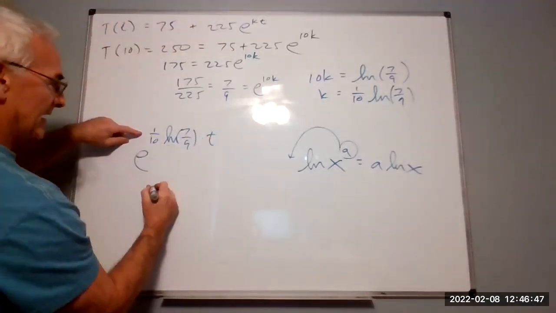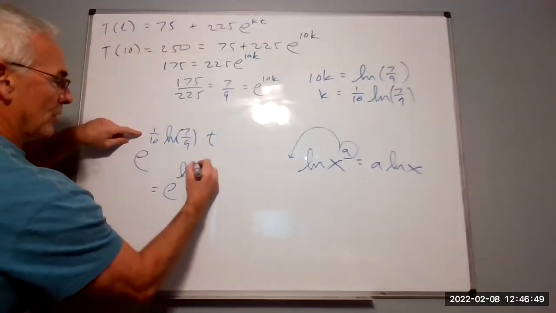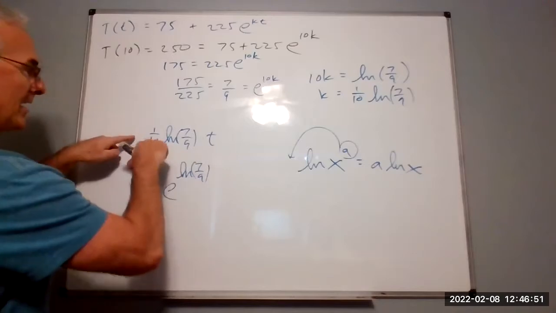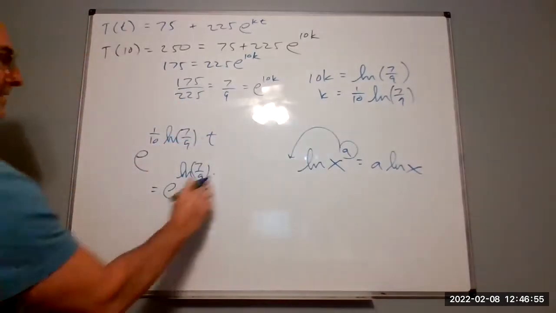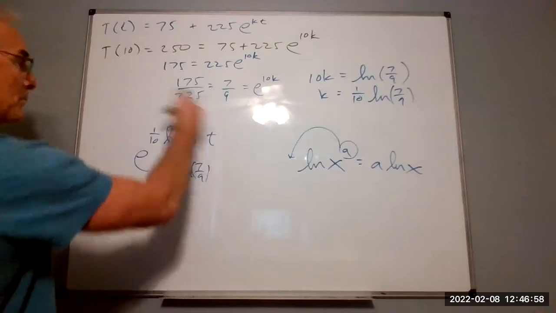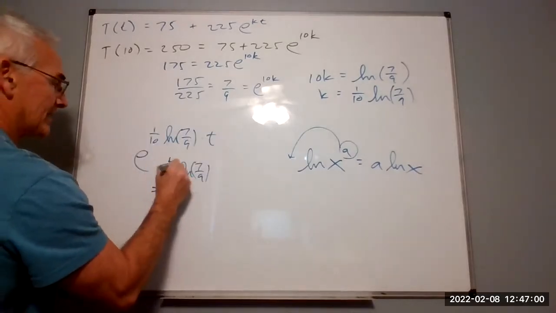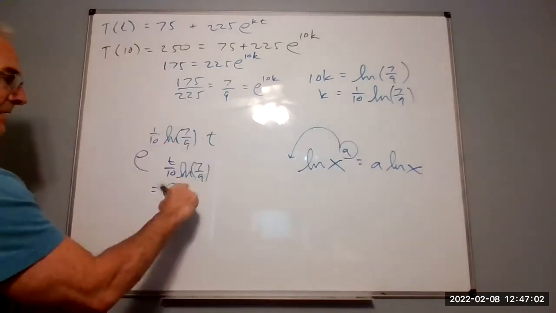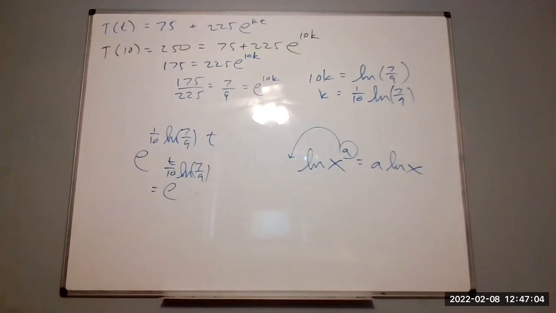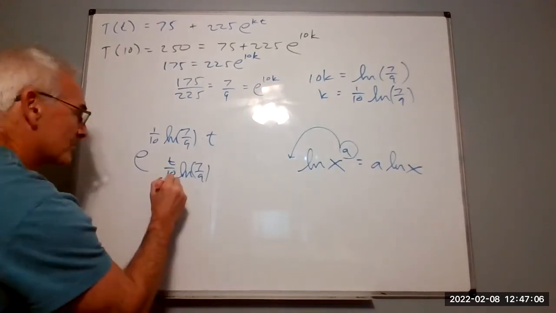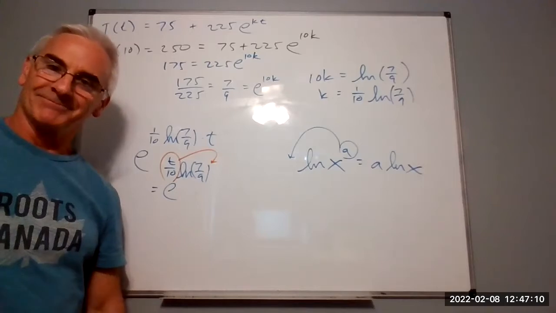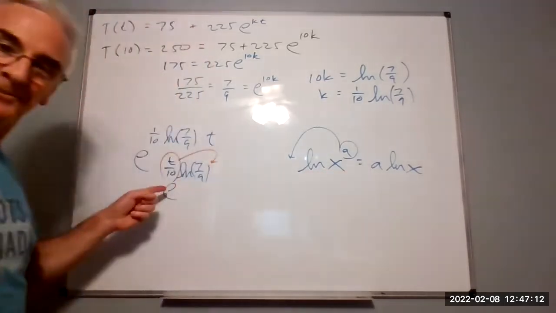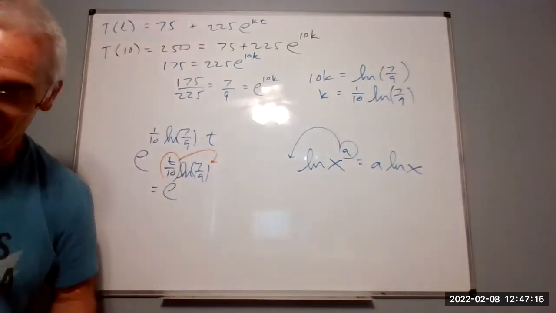Can you think of this as e to the log 7/9 times, all right, let me put the t over here, let me write it that way: t over 10 log 7/9. Okay, you with me? Can I move that up to the exponent? Yes? No? Maybe?